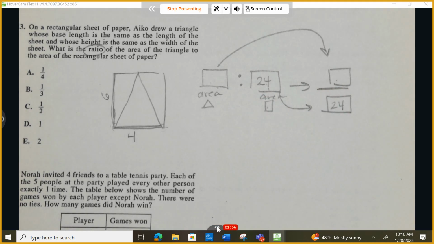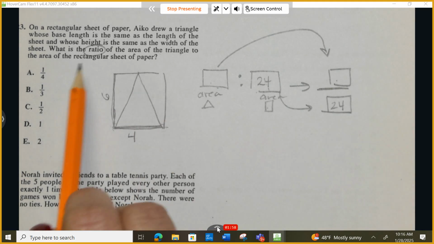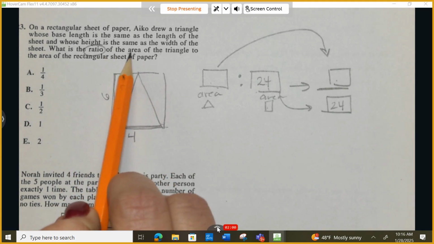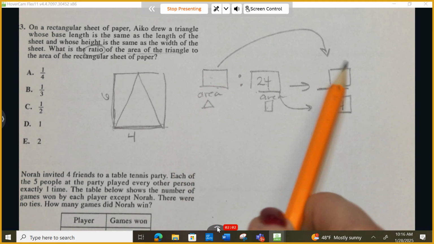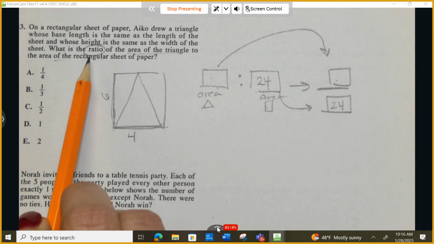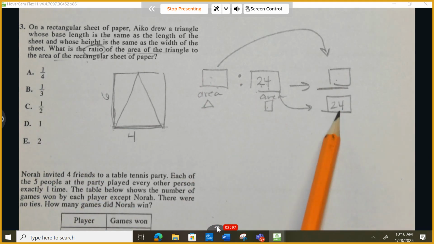Why did I put them twice, or put them both in back or on the bottom? Because that was repeated second. Area of a triangle is first, so it goes in front or on top. Area of a rectangle was stated second. It goes in back or on the bottom.